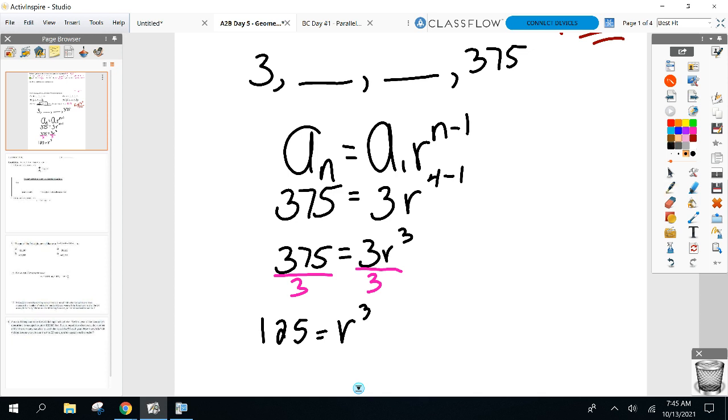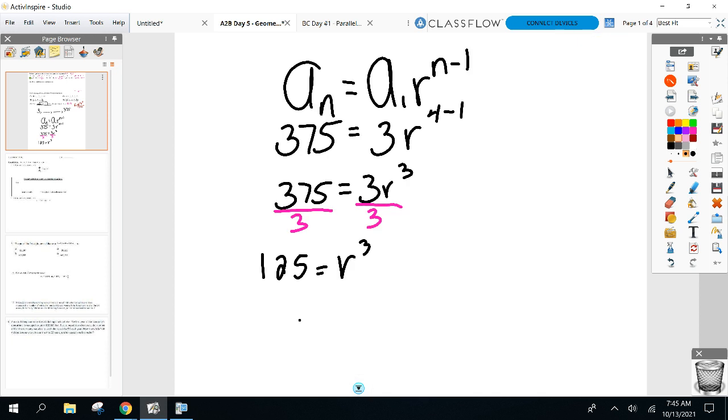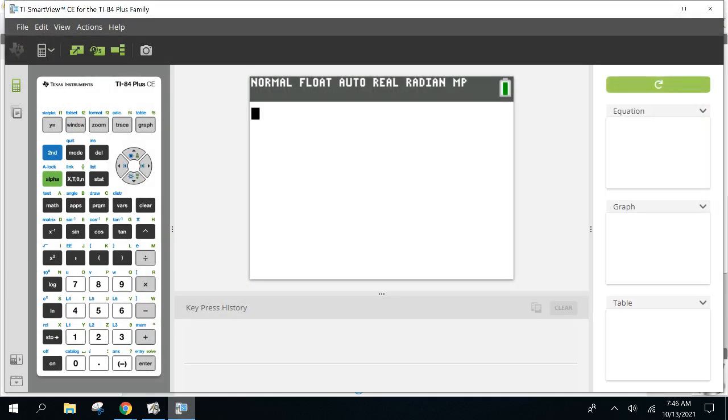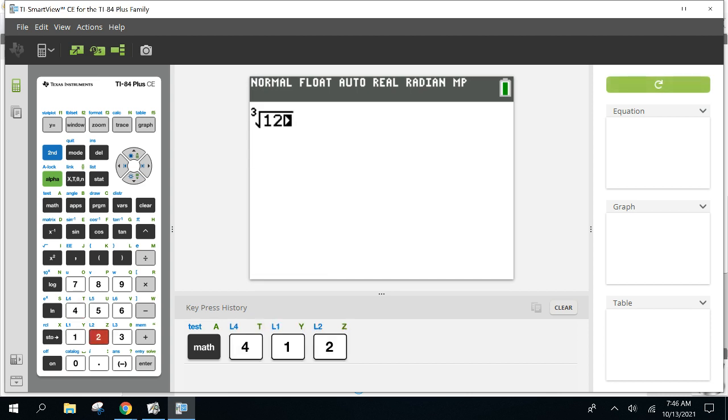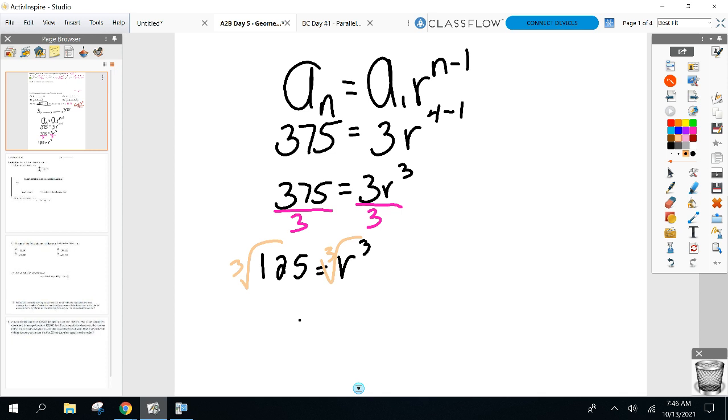Now, from here, what did we call this yesterday? I don't want to take the square root. Cube root, and everyone remember where that was in your calculator? I hit the math button, and it's choice 4. If there's something other than cube root you need to take, you do choice 5 and plug in the root yourself. So choice 4, 125, 5. So the R value is 5.